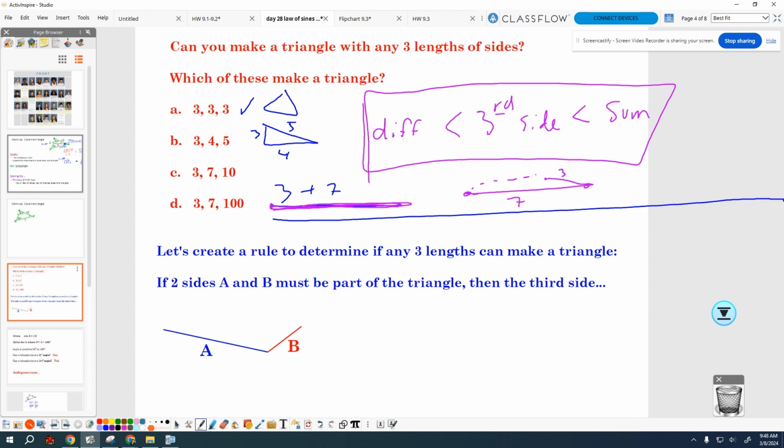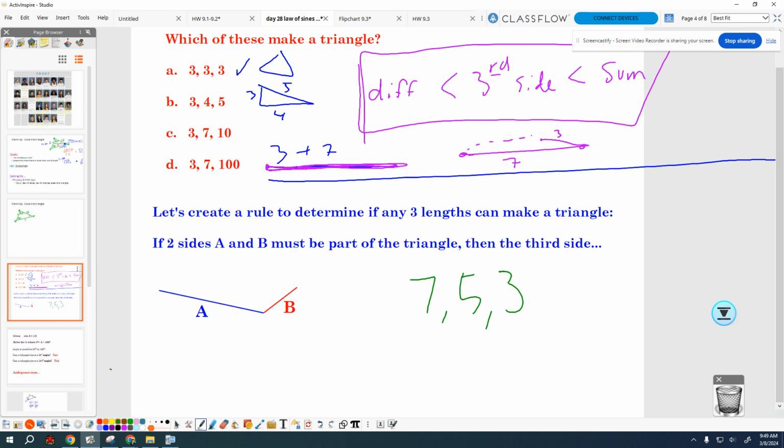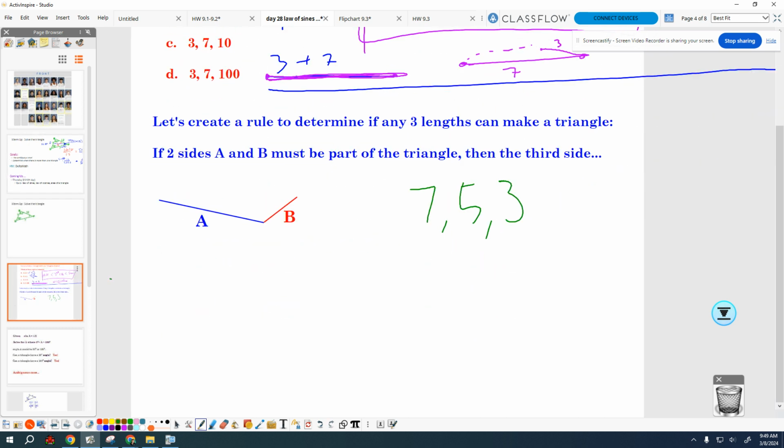Okay, you finished breakfast. Pick a number. 7. Pick a number. 5. Pick a number. 3. Do those make a triangle? 7, 3, and 5. Possible. How do you know? Let's test our rule.